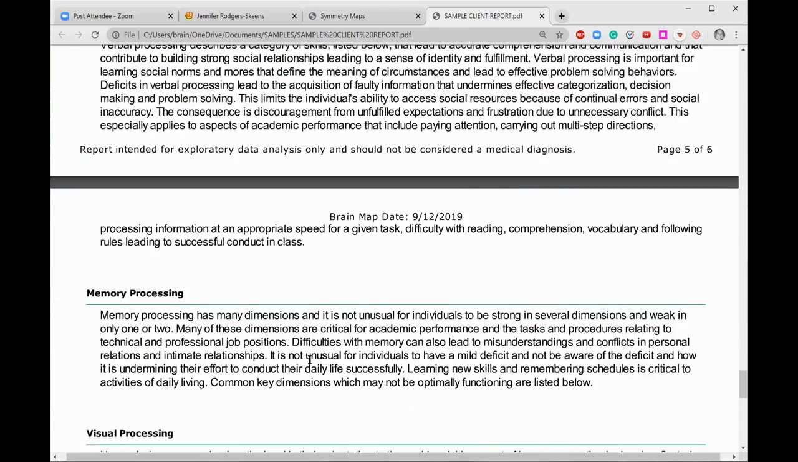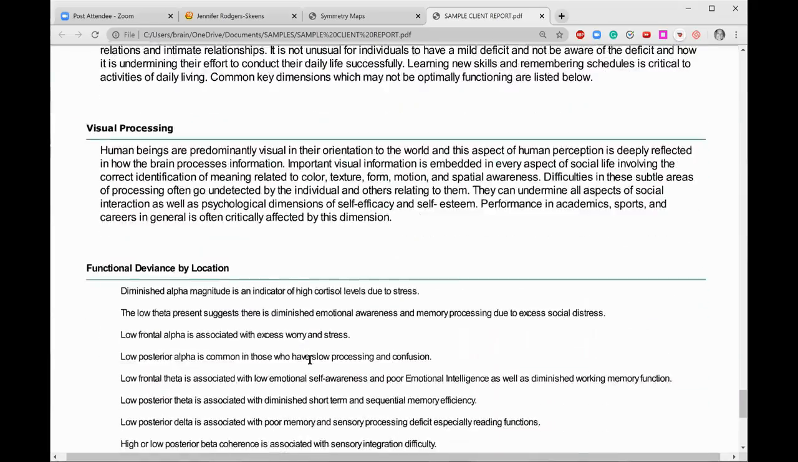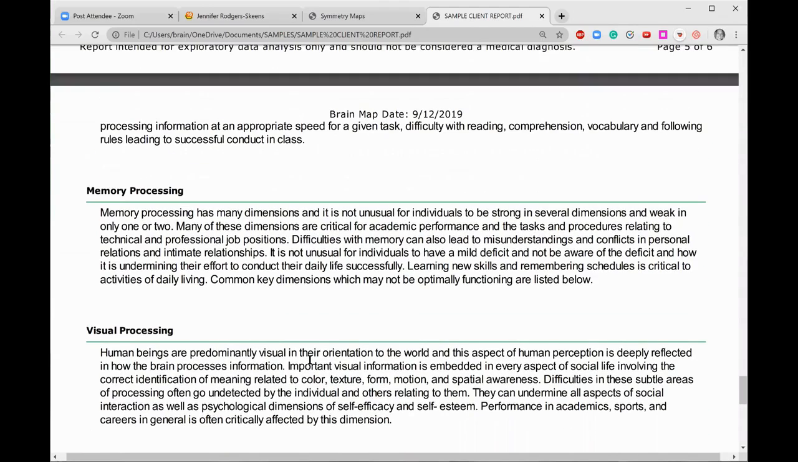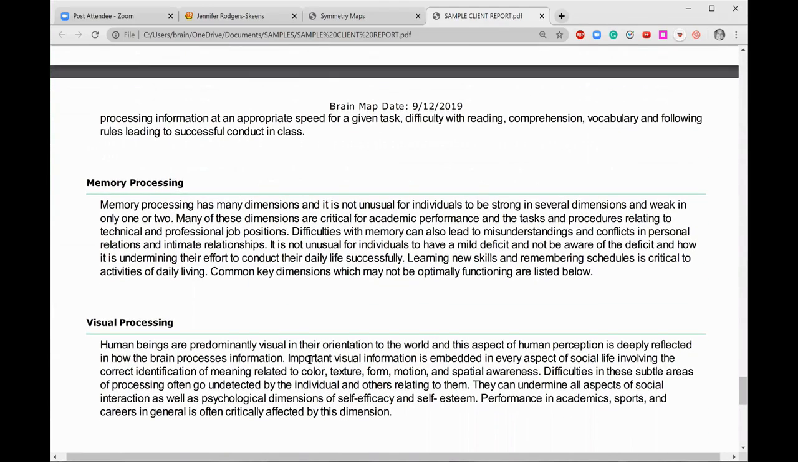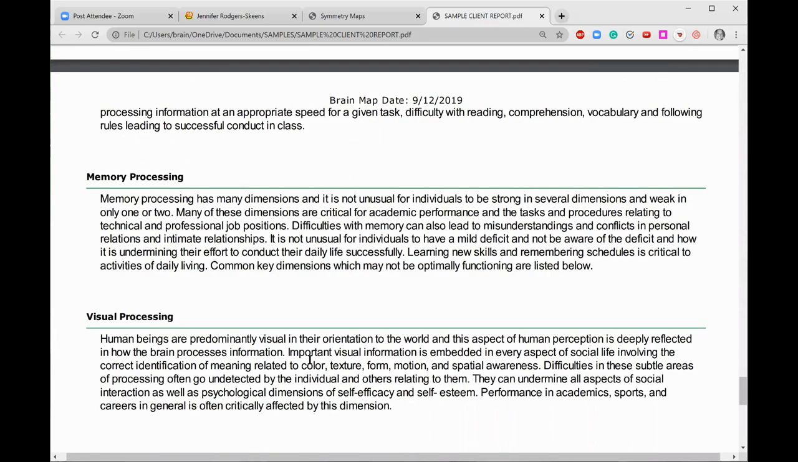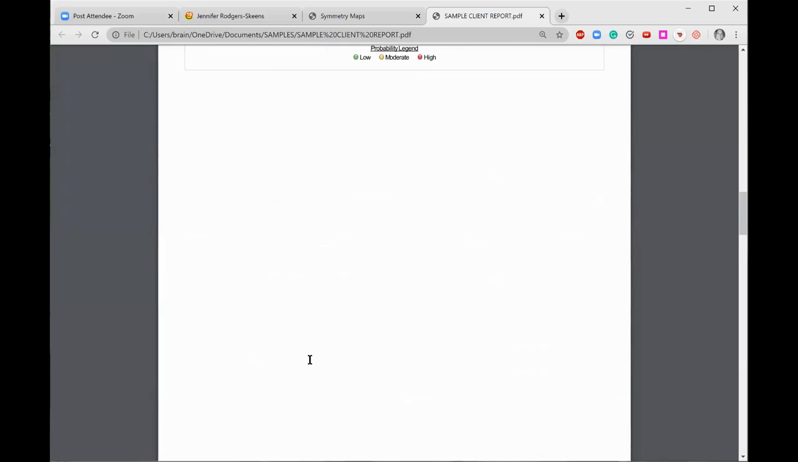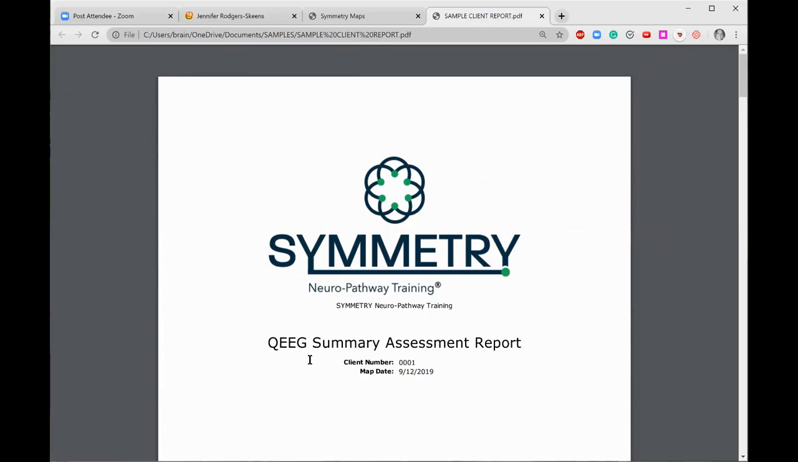So it's really important to read through all of this, even though it looks like tiny print. Very valuable information on how it may affect you in different areas of your life, not just in the classroom, but in relationships, etc. So I encourage everyone to read through that narrative part as well. So that is the summary of your client qEEG map report.